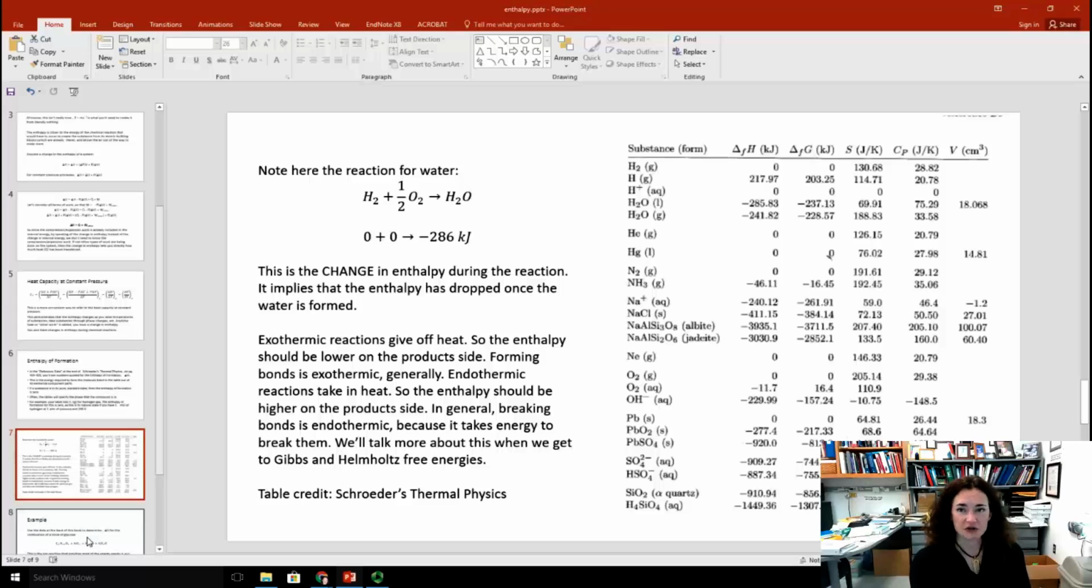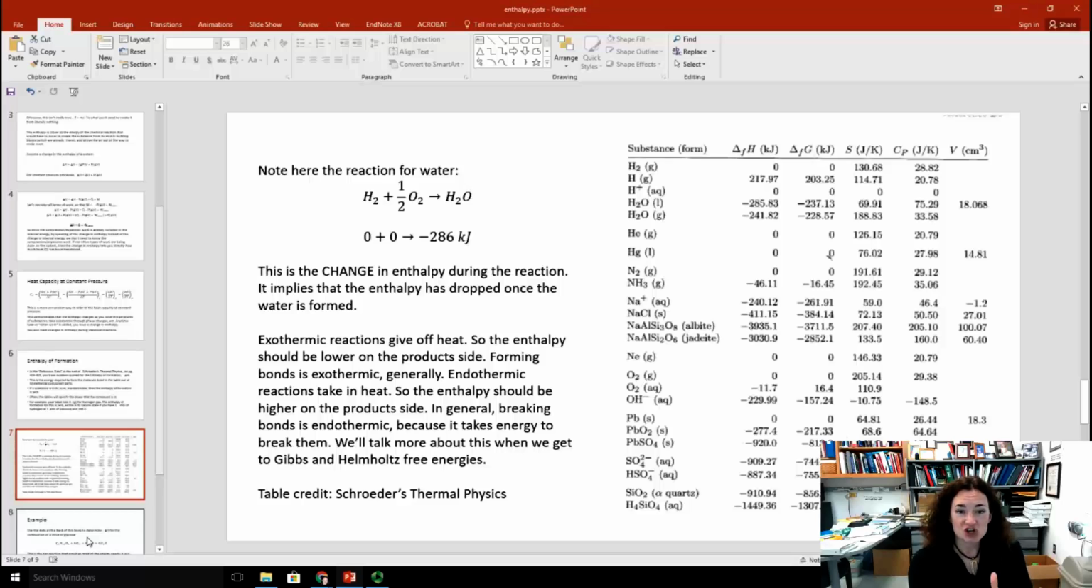If you look at the values in the table to the right for this reaction, hydrogen gas and oxygen gas, when it's diatomic and a gas form, are already in their natural states. And so the enthalpies of formation for those things are both 0. But if you look at water, the enthalpy of formation for liquid water is minus 286 kilojoules roughly. Okay, now you can write the enthalpies of the reactants on the left and the products on the right, and you get 0 plus 0 yielding minus 286 kilojoules.